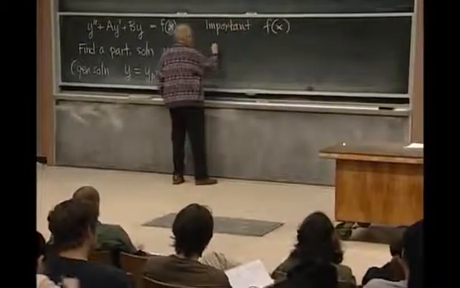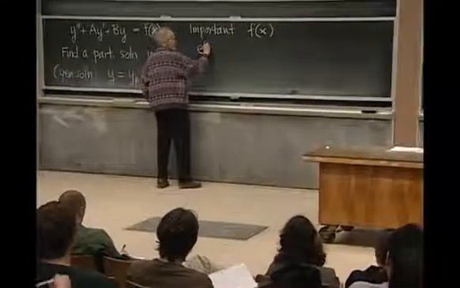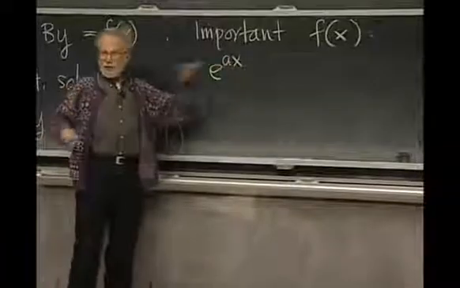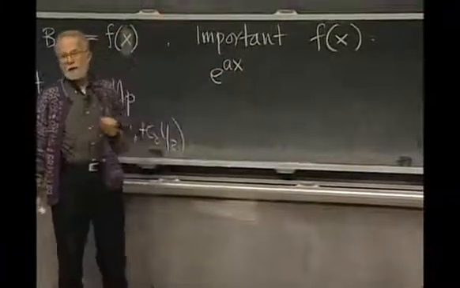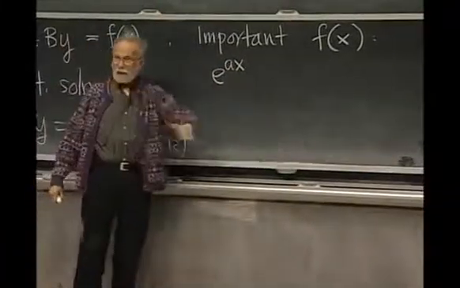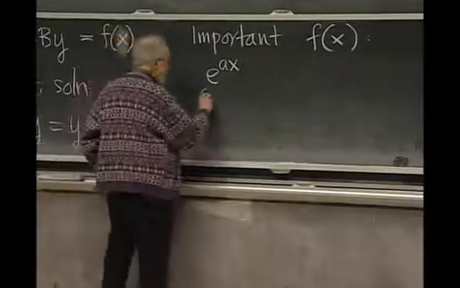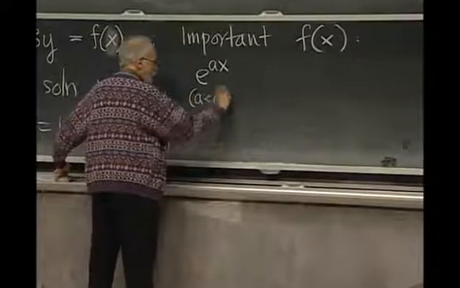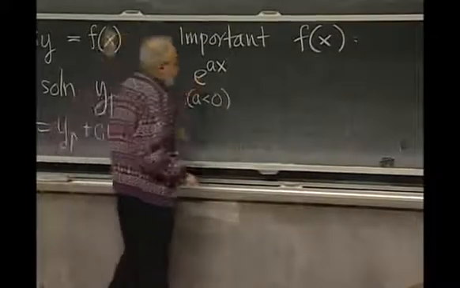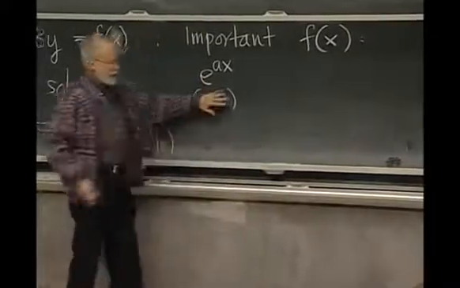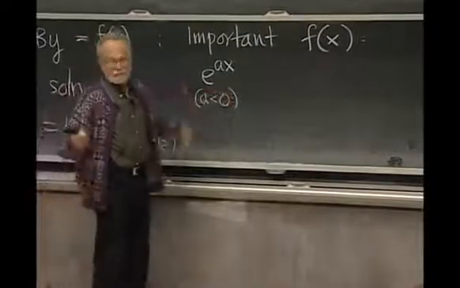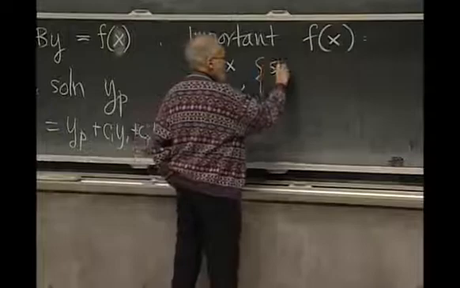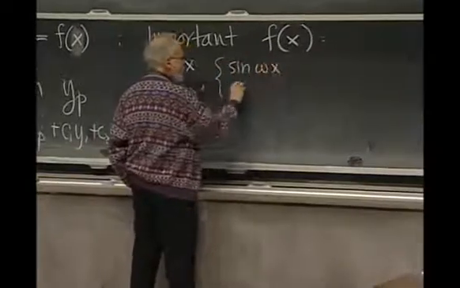We want to be able to do it when it's of the form e to the ax. In general, in most applications, a is not a growing exponential, but a decaying exponential. So typically a is negative, but it doesn't have to be. I'll put it in parentheses, though, often. That's not any assumption that I'm going to make today. It's just culture. Well, we want to be able to do it for sine omega x and cosine omega x.